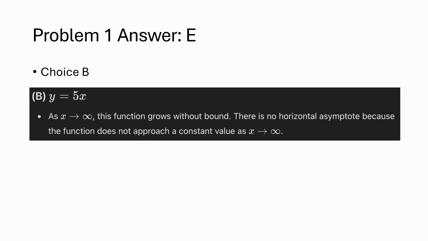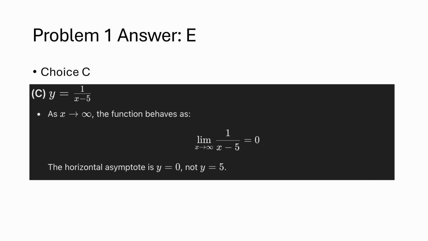And y equals 5x is a linear function, so it's a straight line. It'll grow without bound, and there'll be no horizontal asymptote because it goes to infinity, so the limit does not exist. Choice C, y equals 1 over x minus 5. As x goes to infinity, the limit of 1 over x minus 5 equals 0, because the degree of the numerator is less than the degree of the denominator.